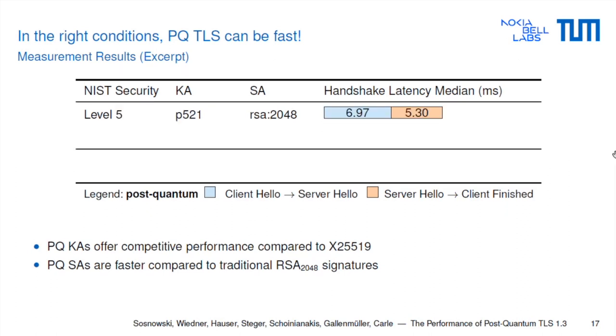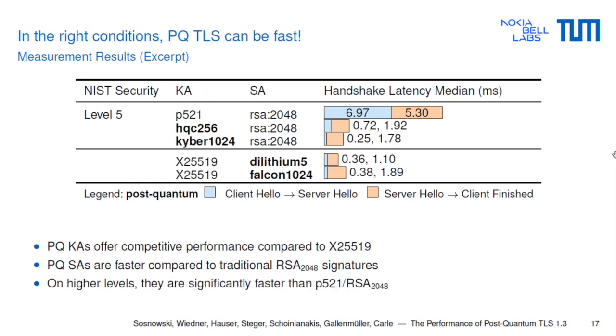If you go to level 5, it's even more interesting because the only traditional algorithm that fulfills security level 5 is the elliptic curve P521. And you see it gets very expensive. And the post-quantum algorithms are actually almost as fast as on level 1.